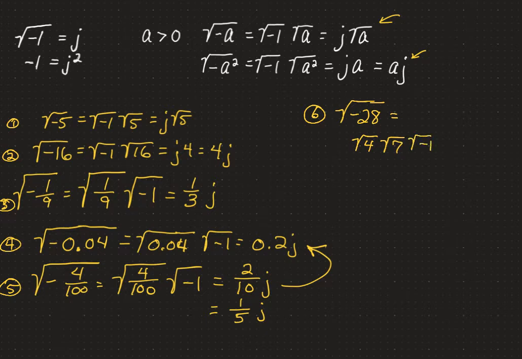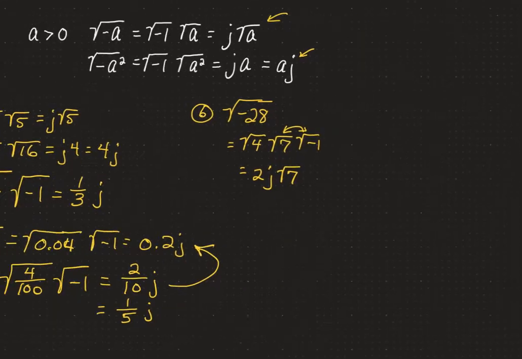Why did I pull the 4 out of there? Because I can take the square root of 4. And I can take the square root of negative 1, so maybe I should have put these in the other order. But that's j, and then I have the square root of 7. And that's my final answer.